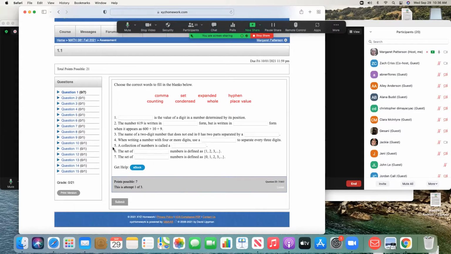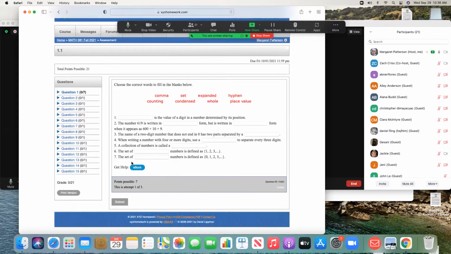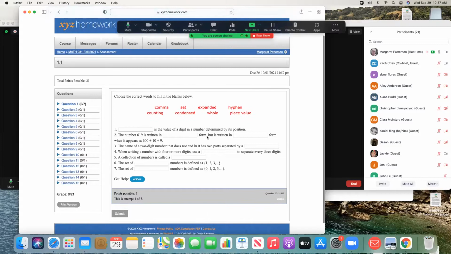And so, for instance, question number 6, 1, 2, 3, and so on. This is the counting numbers, and I think I mentioned that on Monday. Whereas number 7, 0, 1, 2, 3, and so on, is called the whole numbers. And so that's the kind of answer you'd put in there and get credit for that. And so anyway, that's what that's about.